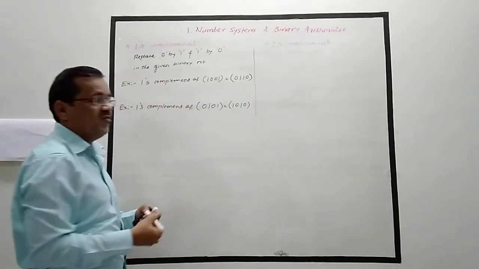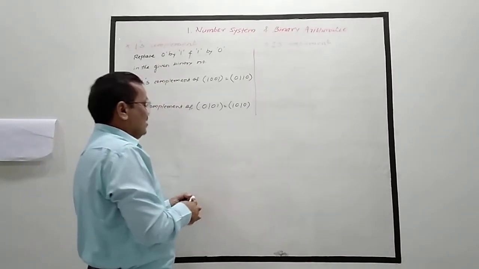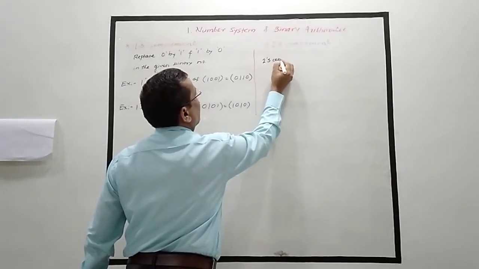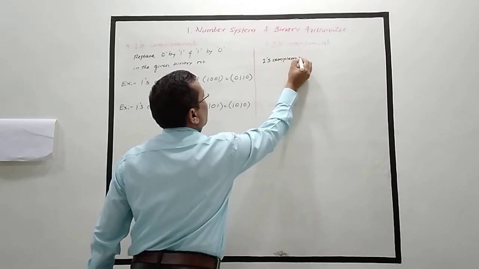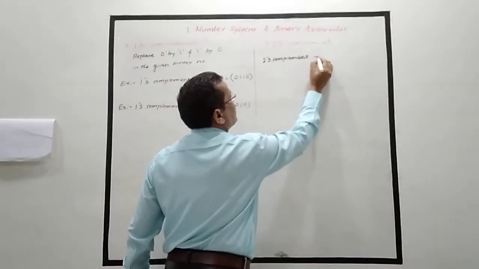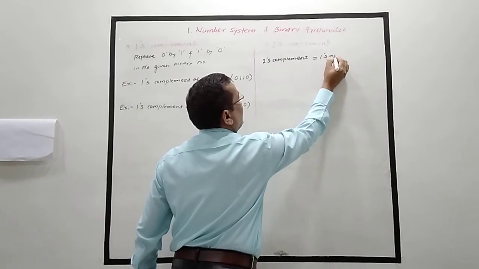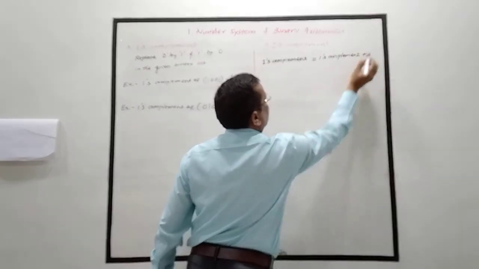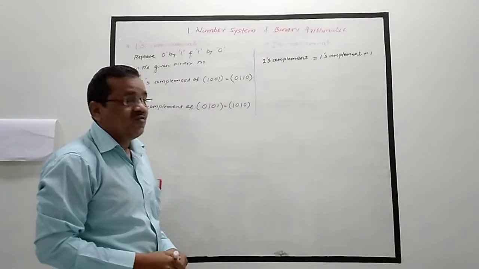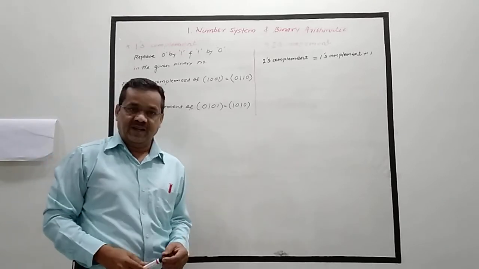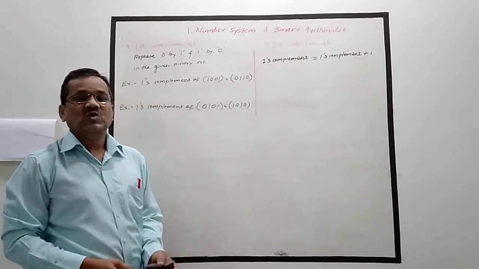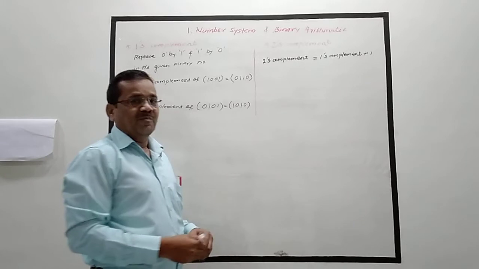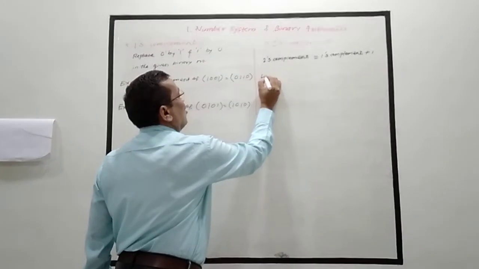So the definition of 2's complement can be written like this. 2's complement of a binary number is equal to 1's complement plus 1. That means adding 1 to the 1's complement of the binary number gives the 2's complement of the given binary number. So, for example, we can take one example of 2's complement.